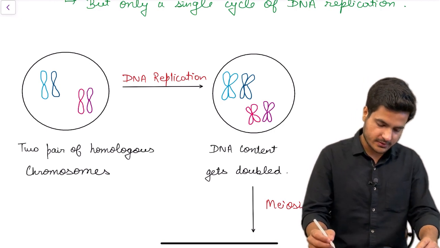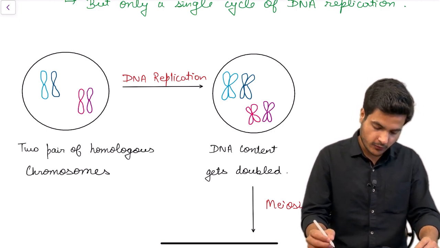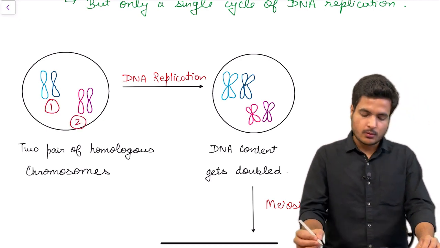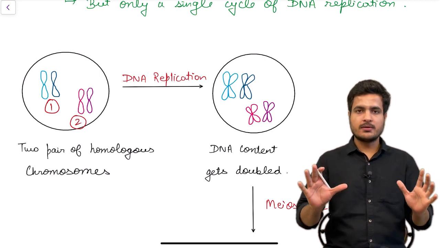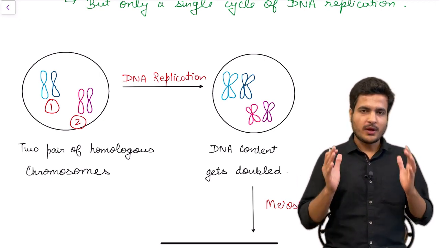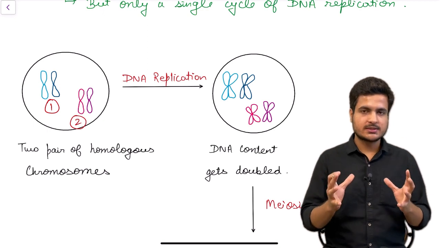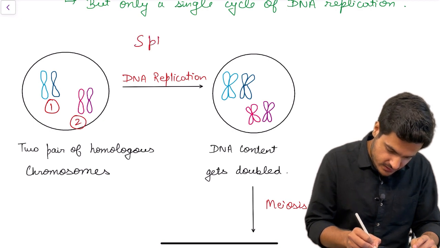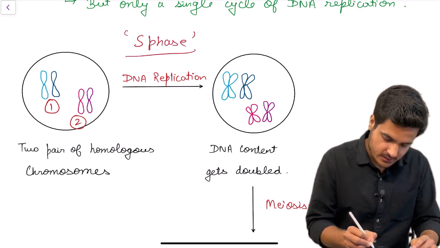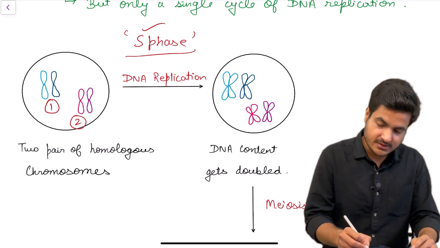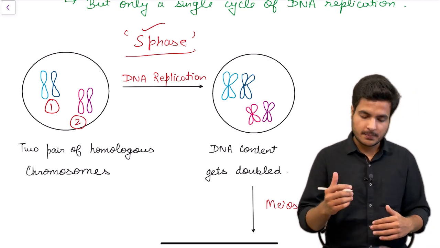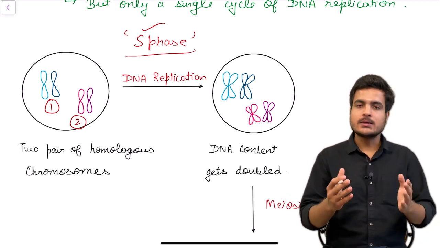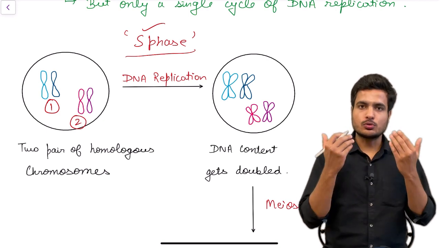First of all, we have a cell with 2 pairs of homologous chromosomes. Say this is chromosome number 1 and this is chromosome number 2. The cell is in its resting phase. There is no command from the nucleus for cell division. When the condition is such that the cell wants to divide now, in the S phase of interphase, which means the synthesis phase, there will be DNA replication. Now each chromosome will replicate its DNA so that sister chromatids could be produced.